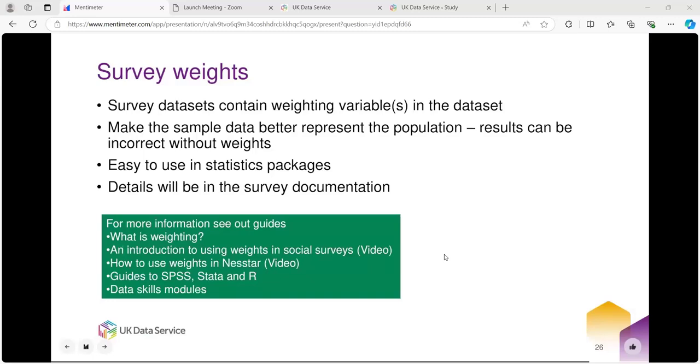Within statistics packages, they're fairly easy to use. If you do use them in Excel, then you would need to multiply the count number by the weight factor to make the data representative. And there should be full details about how weighting has been applied in each of the surveys. Lucy, again, yes, as I said, the description in the technical guidance should tell you how the weighting process was carried out and what was used.